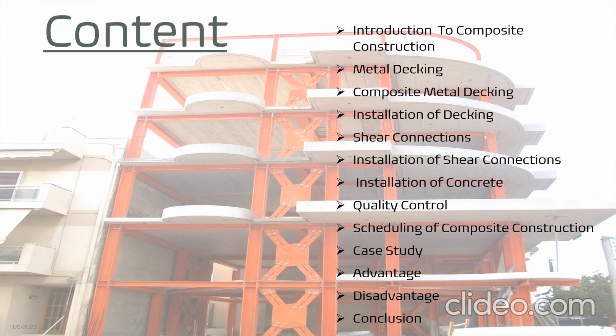Here is the content which I am going to discuss. First of all, I will introduce what is composite construction, what is metal decking, composite metal decking, how it is installed, what is shear connector, how it is installed, installation of concrete, quality control over the whole structure, scheduling of composite construction, case study, advantages, disadvantages, conclusion, and at last references.